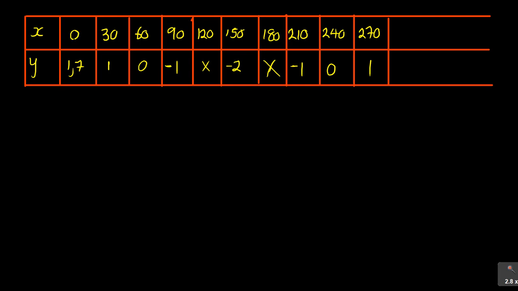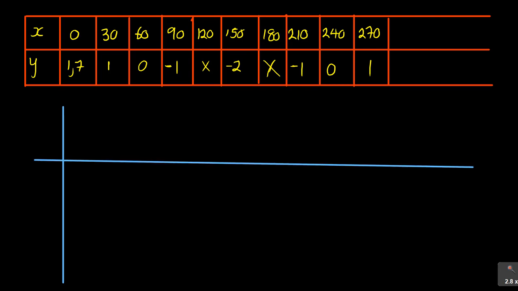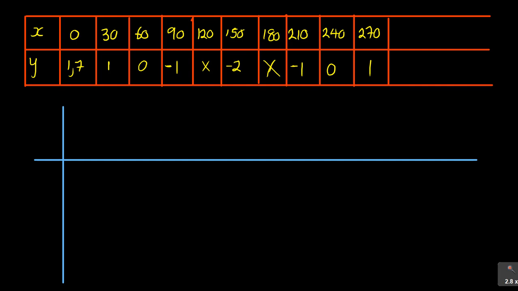Because x starts from 0 to 270, I have only the positive x-axis, but on the y-axis I've got the positive and the negative, and the lowest negative on the y is minus 2 and the highest positive is 1. So if I can have something like that, and also I have a little bit up because of that.